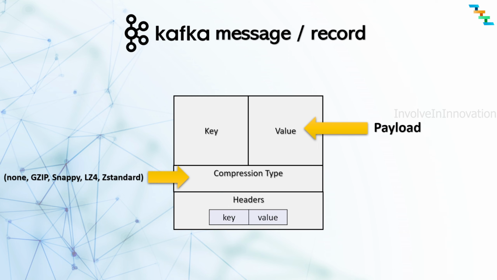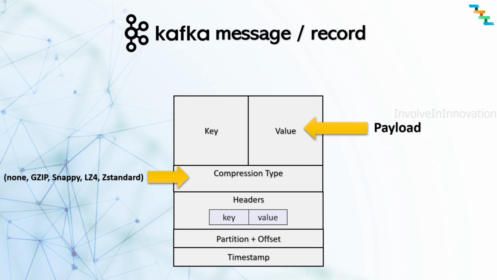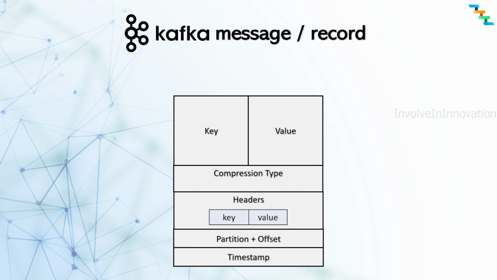We can add optional headers, which are key value pairs, and partition and offset values. This is to define the partition number where the message goes to and then the offset number of each message. We will learn more about partition and offset shortly. Then the timestamp. This can be set by the system or by the user.